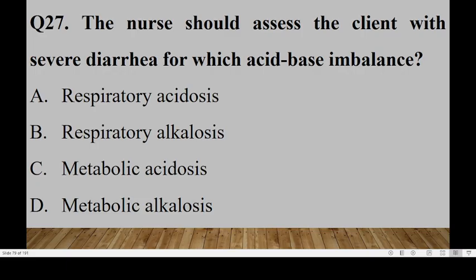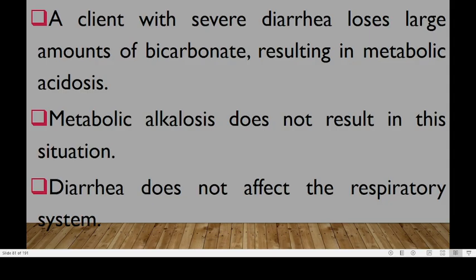The nurse should assess the client with severe diarrhea for which acid-base imbalance? Metabolic acidosis. A client with severe diarrhea loses large amounts of bicarbonate, resulting in metabolic acidosis. Metabolic alkalosis does not result in this situation. Diarrhea does not affect the respiratory system.